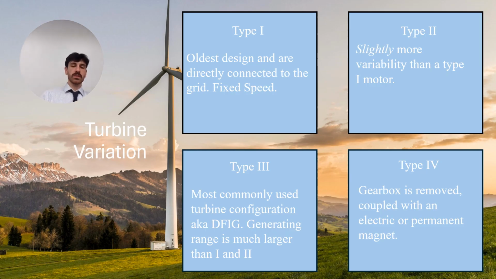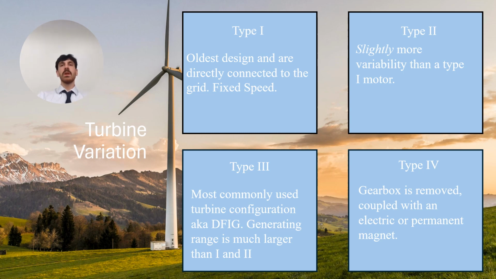Before we can start talking about the specifics of each turbine, we have to preface this with what each type of turbine is. We have type 1, 2, 3, and 4 turbines. Throughout the years, each of these turbines has been iterated on and refined to convert wind power into electrical power. The oldest design is type 1, directly connected to the grid with a fixed speed. So if you have a wind speed that's slightly faster or lower, you're not going to be generating optimal power.